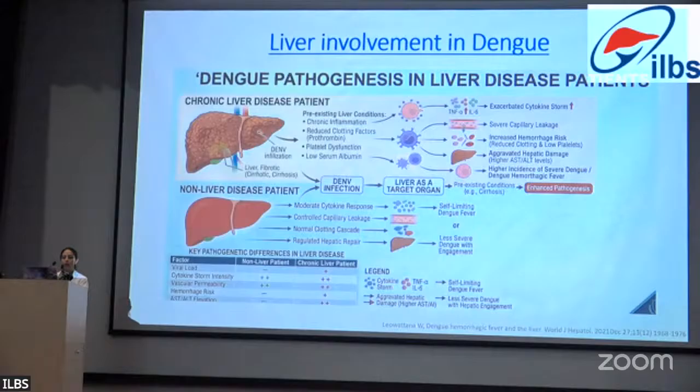Liver involvement in dengue occurs in a chronic liver disease patient or a non-liver disease patient. Dengue has also been implicated as the cause of worsening chronic liver disease, being the acute component of acute on chronic liver failure.